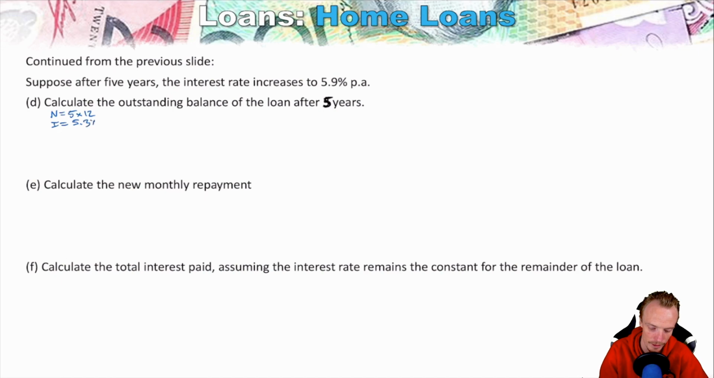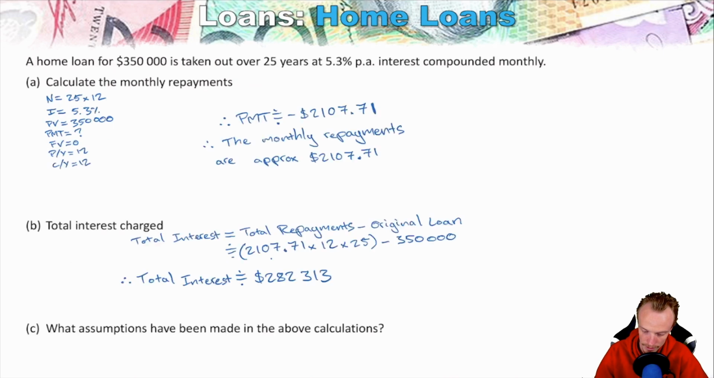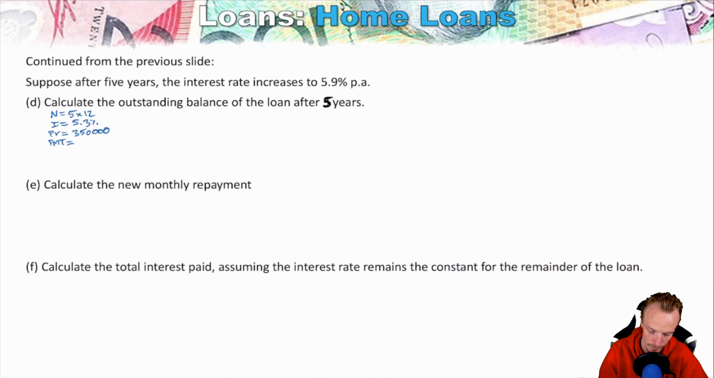A lot of these values we're going to get from our previous work. The present value was the original loan. We're taking the money from the bank at that time, so it's going to be a positive 350,000. The PMT here, that we already know now, so let's go back. That was approximately 2107.71.